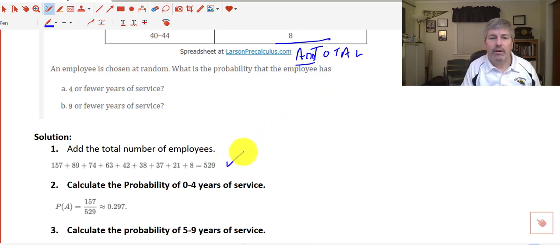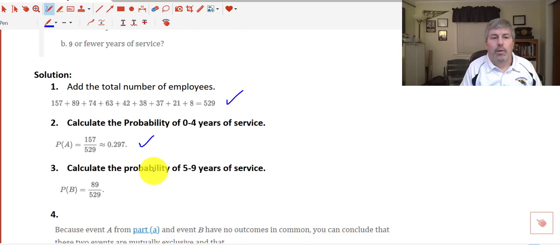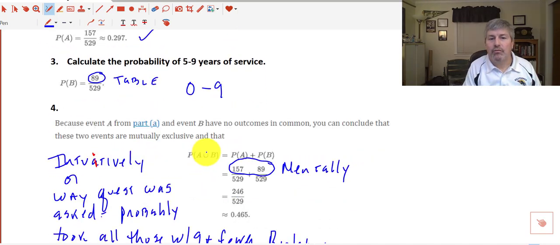There's 529 employees. The probability for A is to calculate the probability of 0 to 4 years of service. There were 157 employees, so 157 out of 529. The probability of 5 to 9 years of service was 89 out of 529. We can grab that right off our table. But question B asked for 0 to 9 years of service, so we have to add the 157 and the 89. The probability of the union of A and B is the probability of A plus the probability of B.